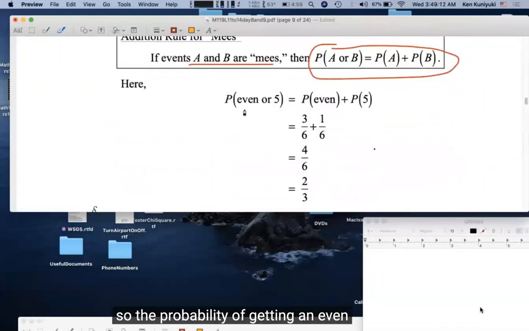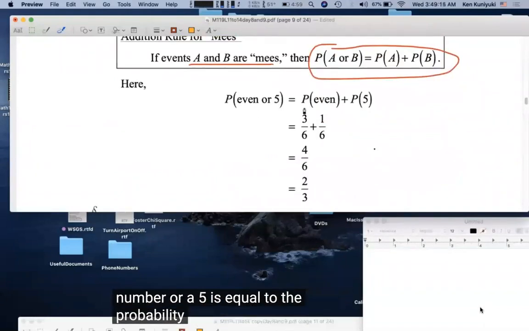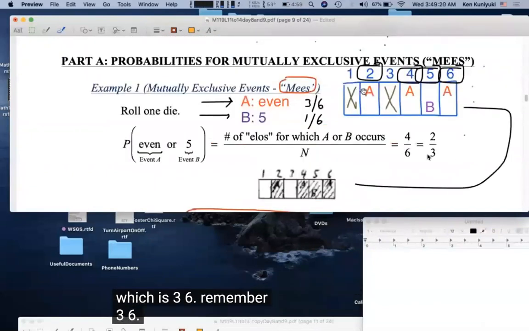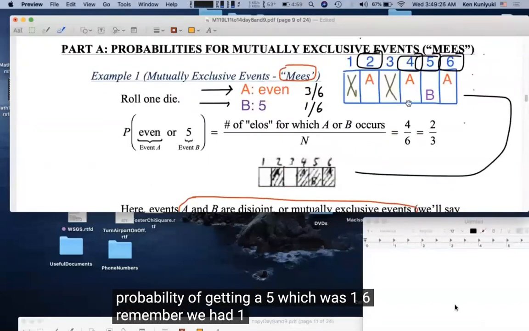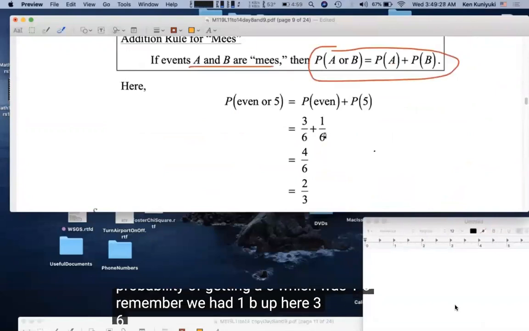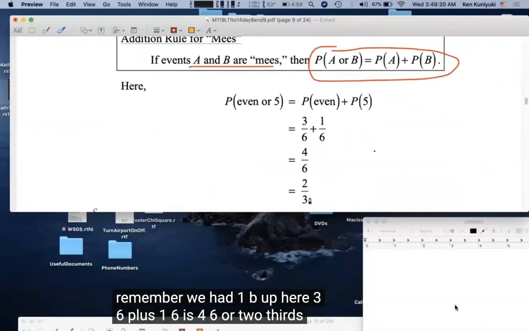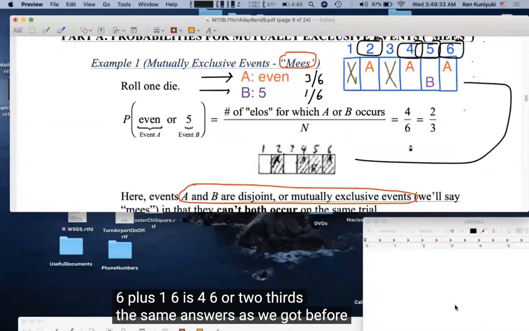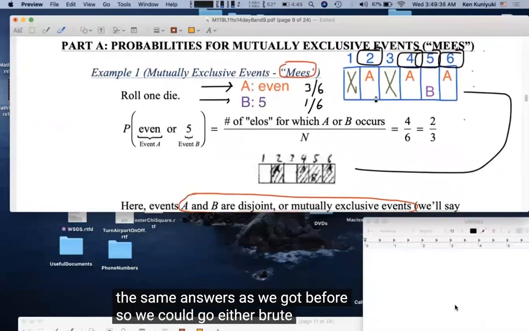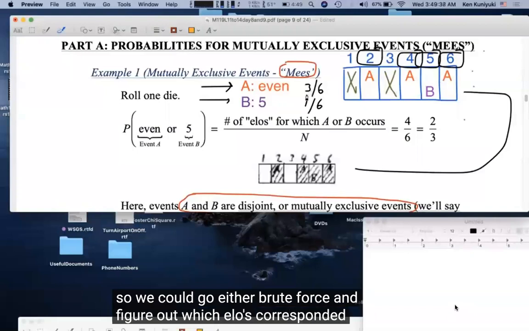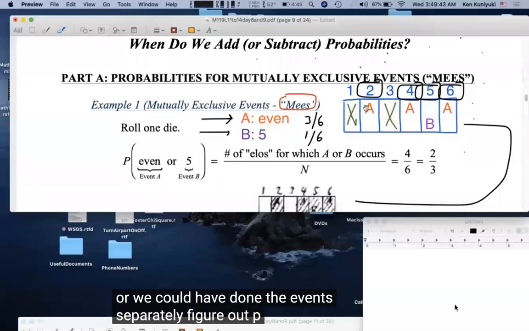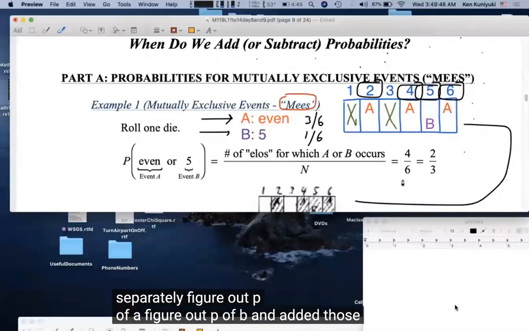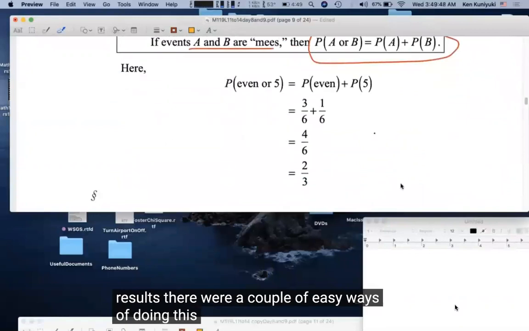So the probability of getting an even number, or a 5, is equal to the probability of getting an even number, which is 3/6. Remember, we had 3 A's up here, plus the probability of getting a 5, which was 1/6. Remember, we had 1 B up here. 3/6 plus 1/6 is 4/6, or 2/3. The same answer as we got before. So we could go either brute force and figure out which ELOs corresponded to either A or B, or we could have done the events separately, figure out P of A, figure out P of B, and add those results. Both of them worked.